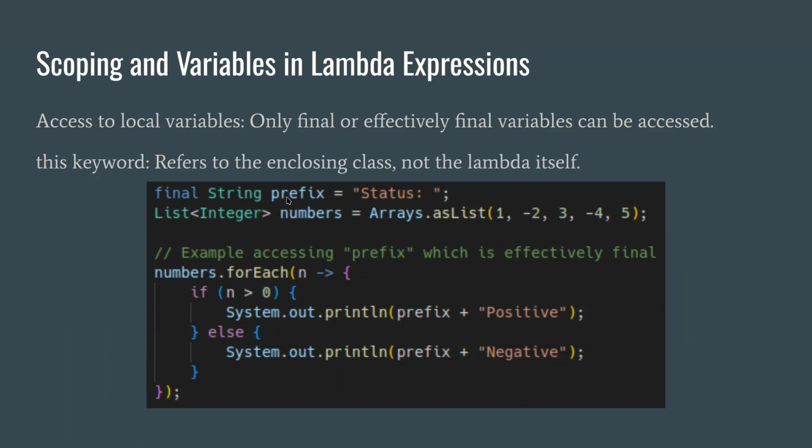So if we look at the example, we have a final String prefix, and we have numbers, which is already a list. And when we have the prefix, we can print the prefix here.